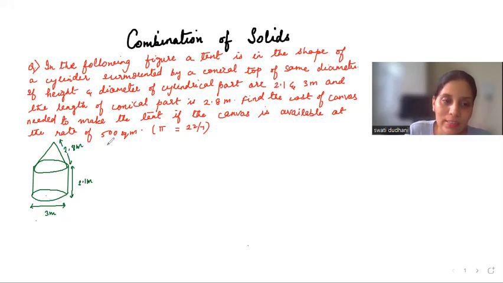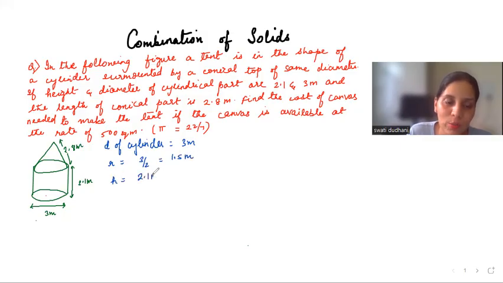So I can write the details. Diameter of cylinder is equal to 3 meter, which means radius will be equal to 3 by 2, that is 1.5 meters. And height of the cylinder is 2.1 meters. And the length of the conical part is 2.8 meters. Find the cost of canvas needed to make the tent if the canvas is available at the rate of 500 rupees per square meter. So generally, you need to find the cost of the canvas.